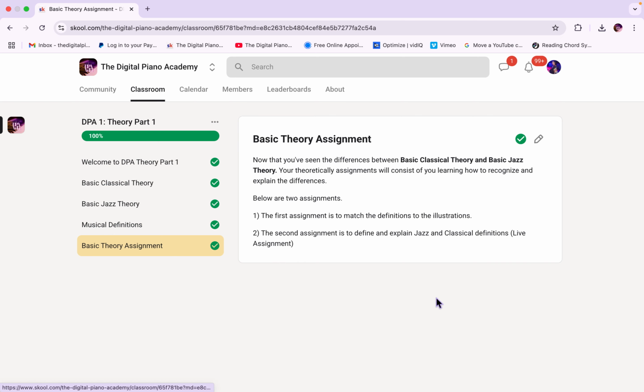Okay. And then lastly, we have our basic theory assignment. So now that you've seen the differences between the basic classical theory and the basic jazz theory, your theoretical assignments will consist of you learning how to recognize and explain the differences. Below, you're going to have two assignments. The first one is to match the definitions to the illustrations, and the second assignment is to find and explain jazz and classical definitions, and this one will be a live assignment from your instructor.